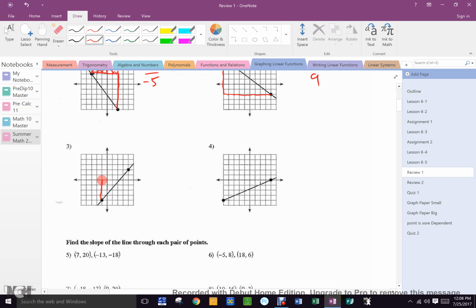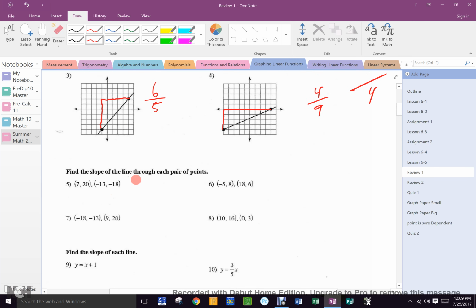Rise 6, run 5, so 6 over 5. Then rise 4, run 9, so 4/9. 1 mark each, total out of 4.